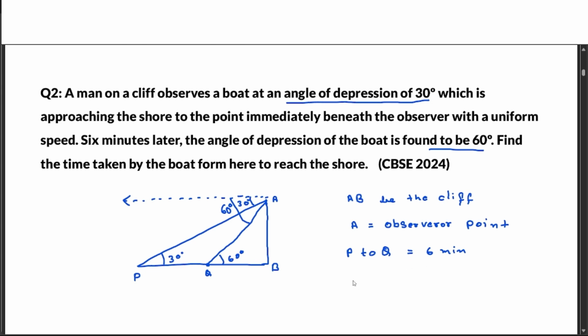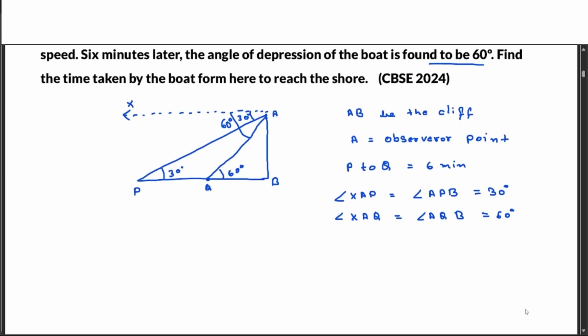Now after that, here at this point you can take X. So angle XAP is equal to angle APB is equal to 30°, and in the same way angle XAQ is equal to angle AQB is equal to 60°. So this much information we have been given.